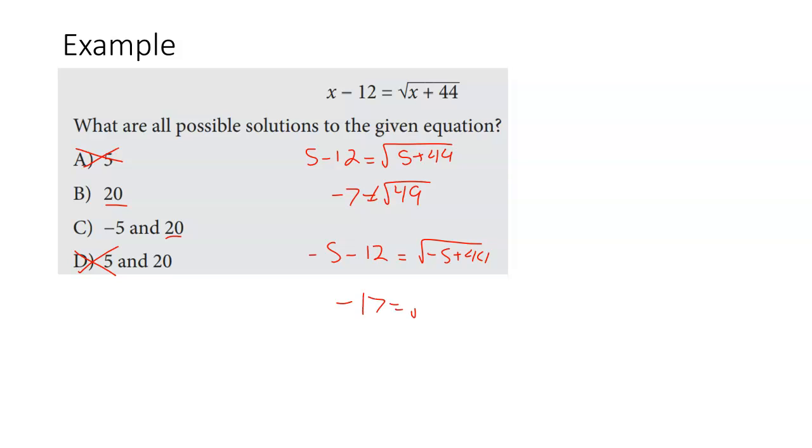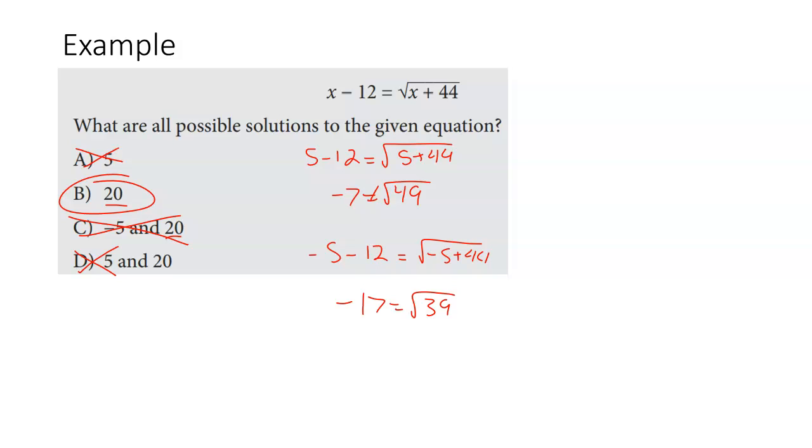Negative 17 square root of 39. No. Leaves me with 20. Okay, so knowing the possibility of extraneous answers can save you that whole first half and just go straight into checking the values. Now, if it was a student supplied response and it's not multiple choice, well, then sorry, you've got to go through the whole thing. And you've got to check for extraneous answers.